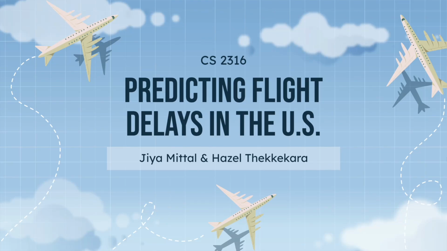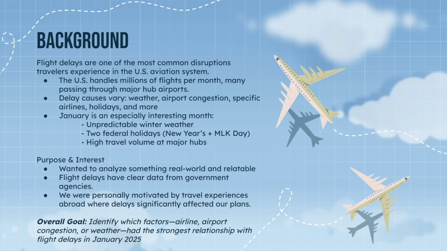Our final project looked at predicting flight delays in the U.S. For phase 1 of our project, we focused on understanding what drives flight delays in the U.S. aviation system. We focused on January 2025 because of its unpredictable winter weather, 2 federal holidays, and high travel volume at major hubs. Delays can be caused by weather, airport congestion, or airline-specific issues. We analyzed variables like precipitation type, federal holidays, airline carriers, and airport congestion using Python, Plotly, and scikit-learn.